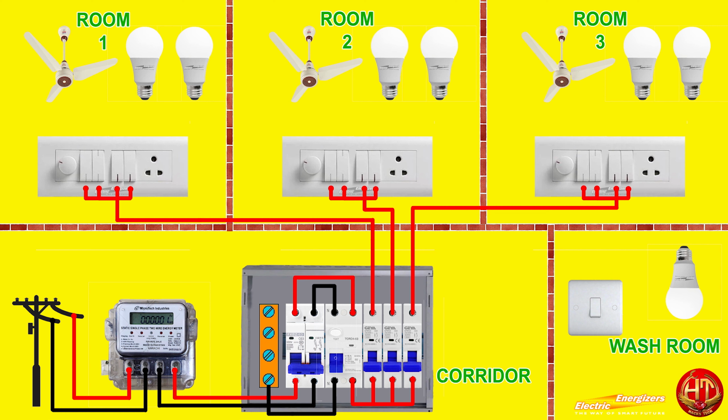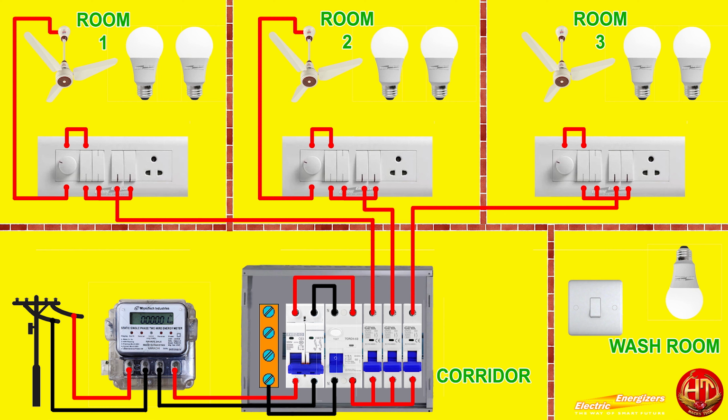Next we need to make the connections of the switches with the fan, light and socket. So in room 1 we decide the regulator and first switch for the control of the fan. So we connect the outgoing of the first switch with the incoming of the regulator, and then we give phase supply to the fan from the outgoing terminal of the regulator. And we do this same connection for the room 2 and room 3 fans.